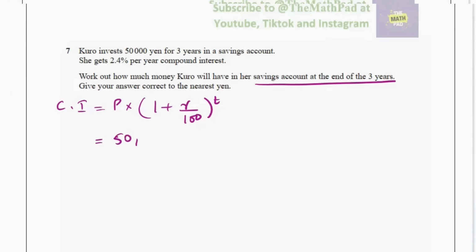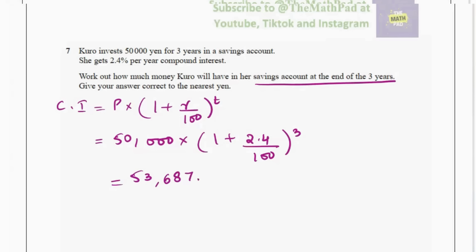So 50,000 is invested, times 1 plus 2.4 over 100 to the power of 3. So you just solve this in the calculator. That's going to give us 53,687.0912. They want the answer correct to the nearest yen. So that's going to be 53,687 yen. That is your amount in the savings account at the end of 3 years.